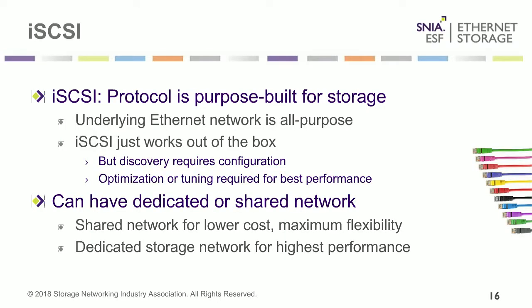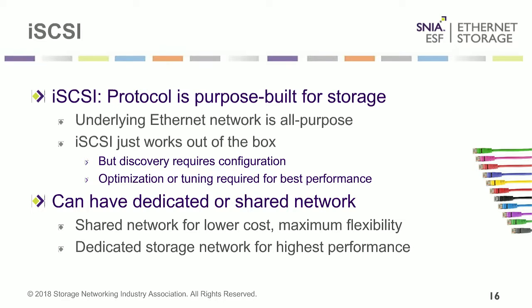Now, iSCSI as a protocol was also built for storage, much like the Fibre Channel protocol, but it runs on Ethernet, and the Ethernet network was not originally built for storage. It's built as a general purpose network, which can be used for storage, but is initially used mostly for other things. So it's an all-purpose network. With iSCSI, hooking it up pretty much works out of the box for connectivity. However, there's a lot of discovery or tuning which requires manual configuration.